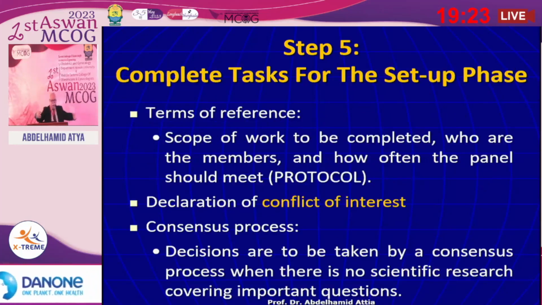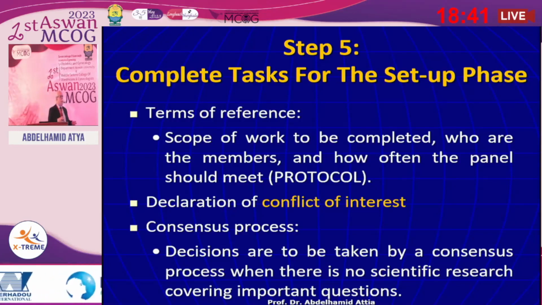After putting the team together and they show their commitment, you have to put terms of reference, TORs, for the guideline plan, writing a protocol, putting the scope of the work to be completed, who are the members of the guideline team, and how often the panel should meet. All of this should be written in a protocol so that everyone will follow it. And if anyone has any conflict of interest on any topic, he should declare it for that topic. And they always agree that decisions will be taken by a consensus process.